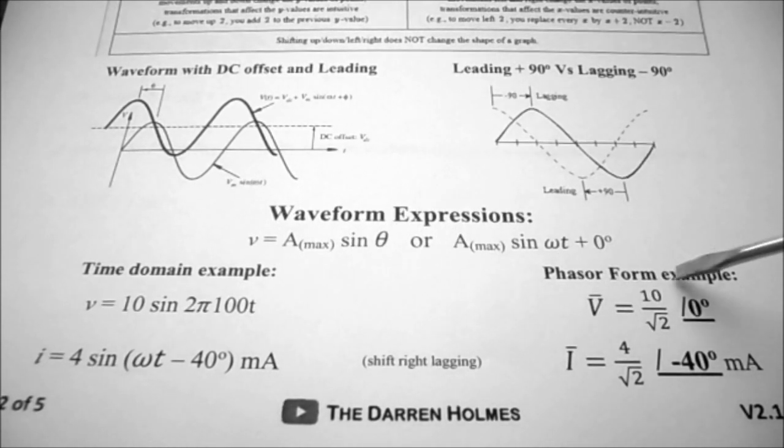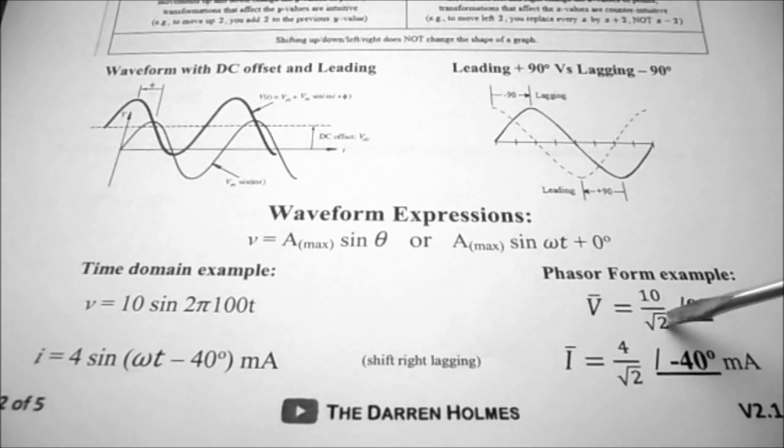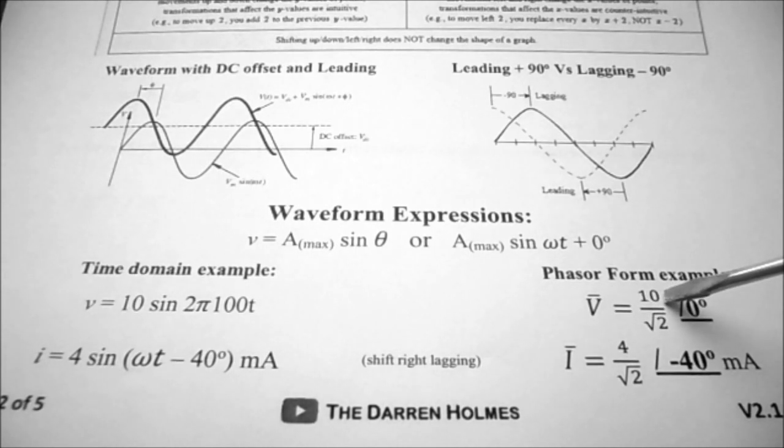In the phasor form, we normally use the RMS value. So we take the 10 and divide it by root 2, or you can take the 10 and multiply it by 0.707. 0.707 equals 1 divided by root 2.